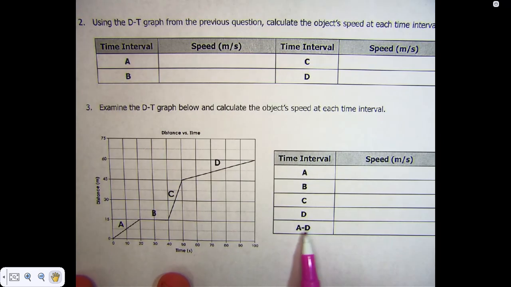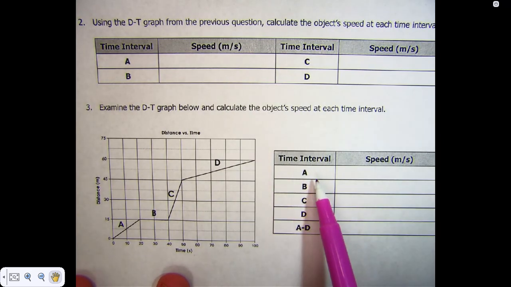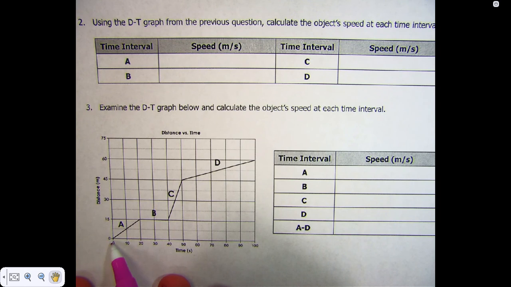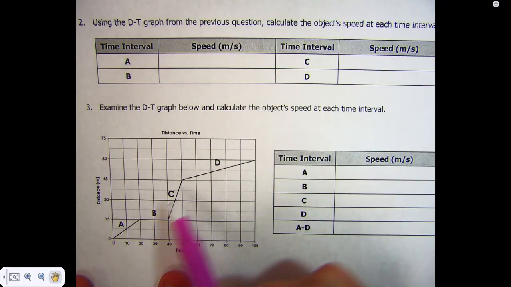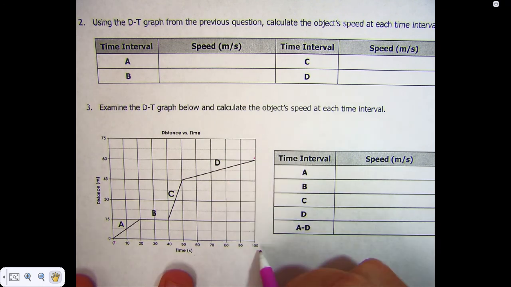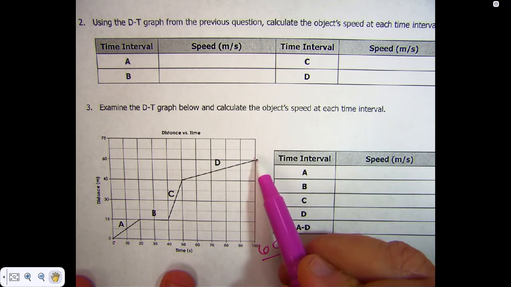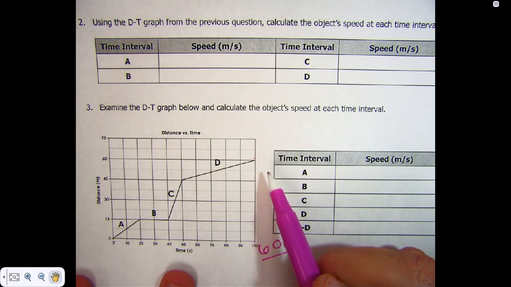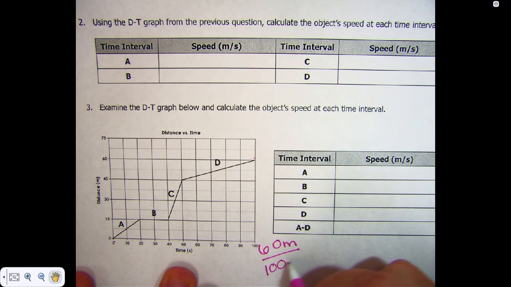If you look at section 3, it tells you to do the speed just like you did for each interval, okay? But the last one says the speed from A to D. So from A all the way to D, even though you're stopping and starting, you tell me, okay, well, how far total did it go from here to here? Well, looking at the graph, it tells me it went 60 meters. How long did it take it to go those 60 meters? Well, look here. It took it 100 seconds to do that. 100 seconds. And then you would plug that in your calculator and go.